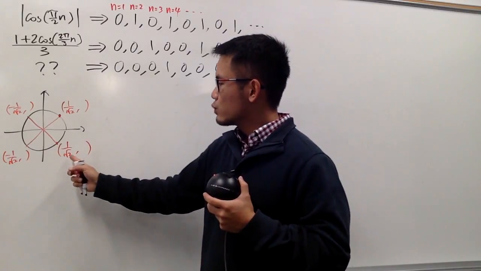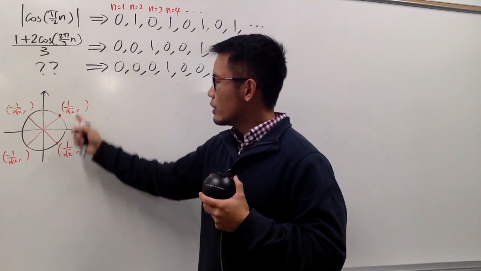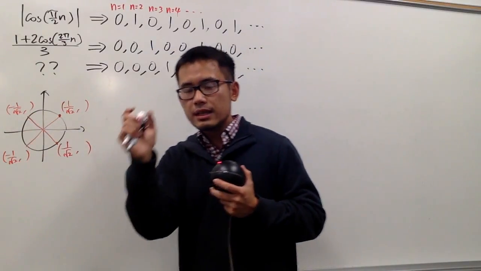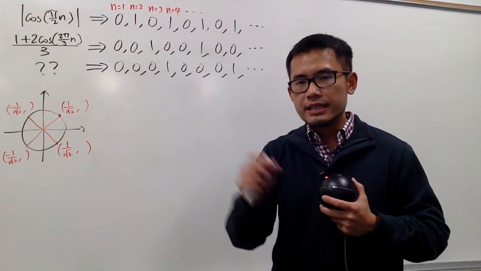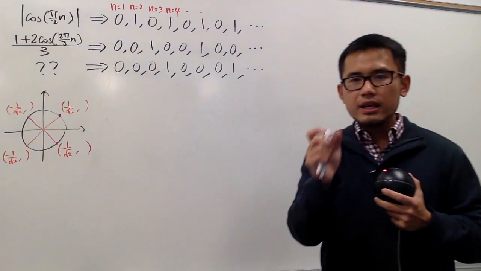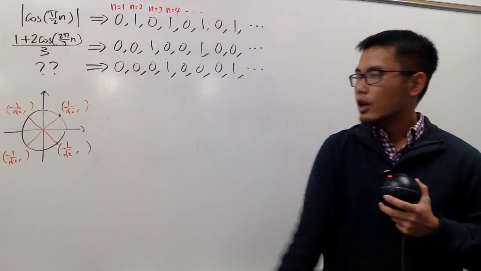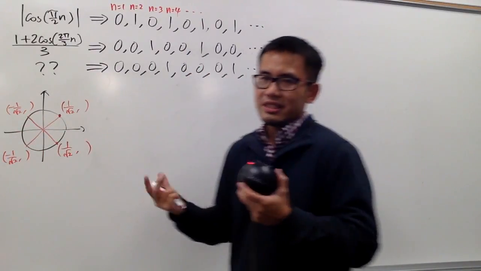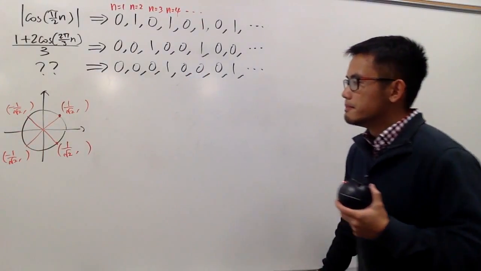If you look at it this way, 1 over square root of 2, 1 over square root of 2, negative 1 over square root of 2, negative 1 over square root of 2. It's like a block of 2 things every single time. It's like AA, BB, AA, BB, and so on, rather than saying A, B, B, A, and so on. That doesn't really help, in my opinion.